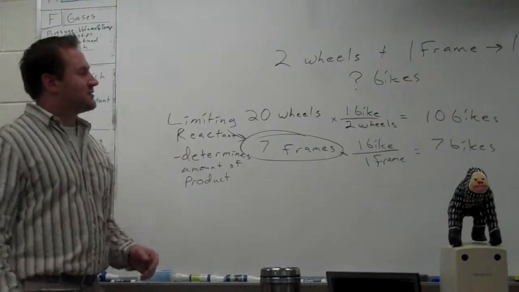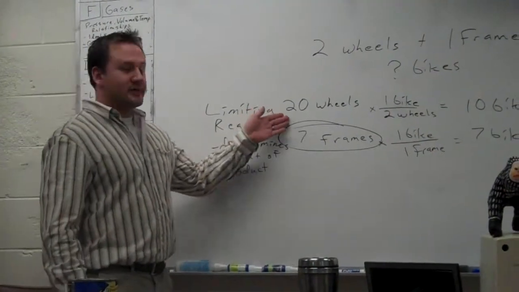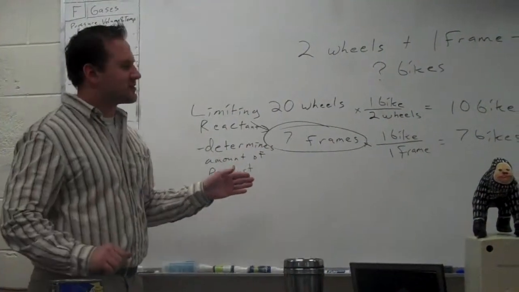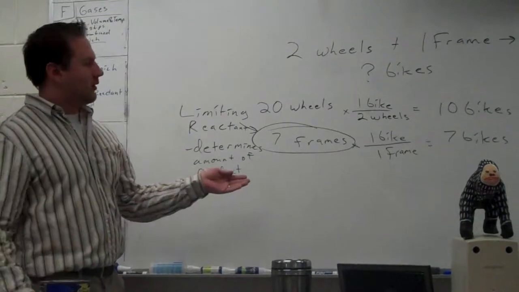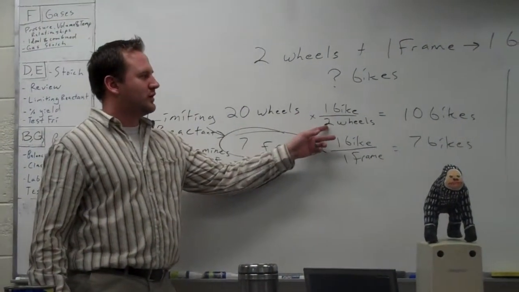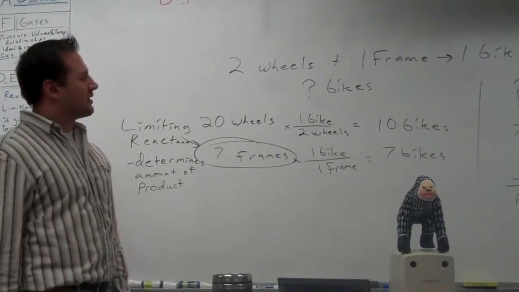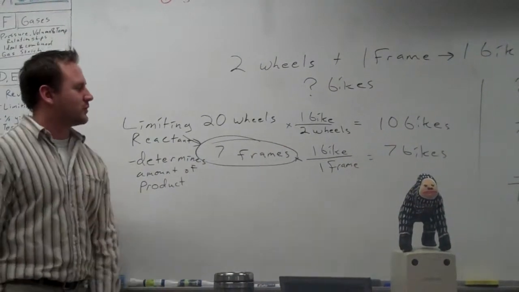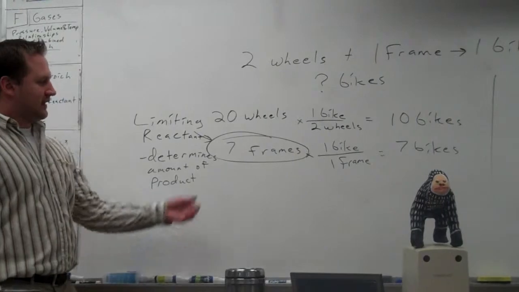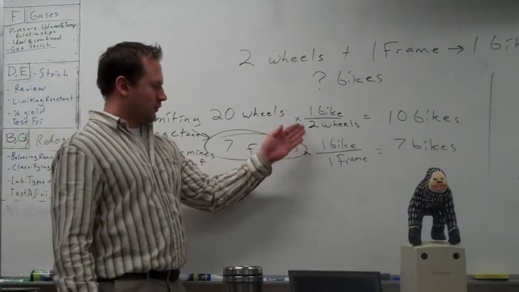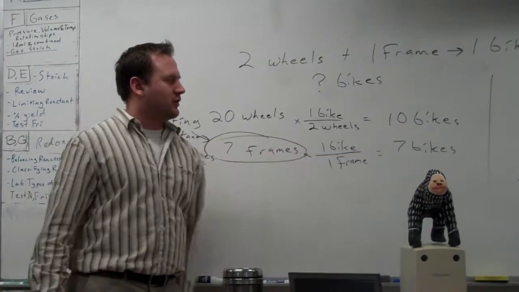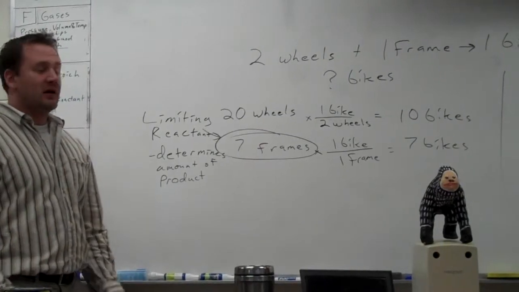So I asked the kids, if I had 20 wheels and 7 frames, how many bikes could we make? Well, we know that every bike has 2 wheels. That's the ratio we get from our equation. And we figure we can make 10 bikes from the amount of wheels we have. Now, if we have 7 frames, since you use 1 frame for every bike, you can only make 7 bikes.